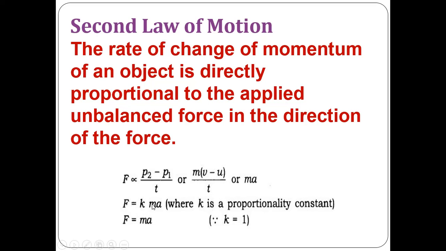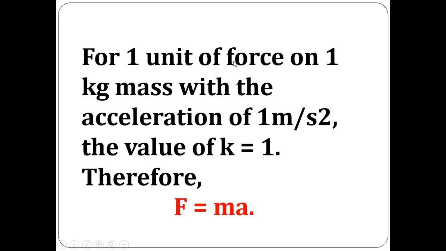So F is equal to kma, where k is a proportionality constant, which is equal to 1. So F is equal to ma. This is Newton's second law of motion. The rate of change of momentum is directly proportional to the applied unbalanced force. Now, for 1 unit of force on 1 kilogram mass with acceleration of 1 meter per second square, the value of k is 1. Therefore, F is equal to ma.